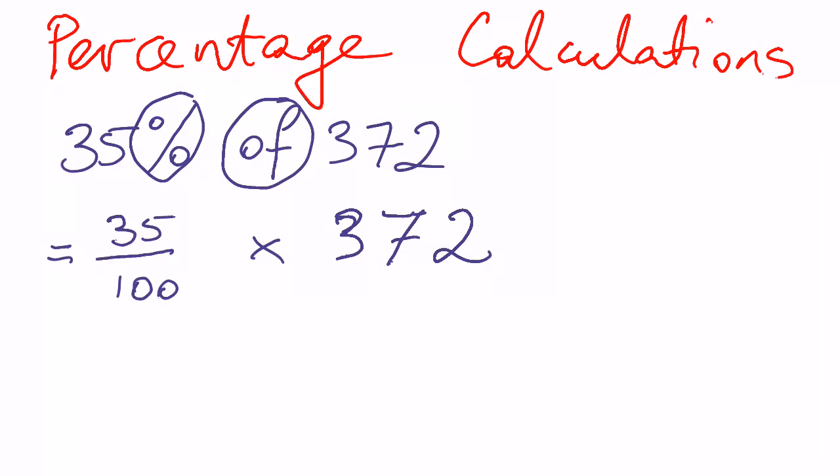Now, what I recommend doing, just to avoid mistakes at this stage, is to leave my dividing by 100 to the end. So what I would enter into my calculator is 35 times 372 divided by 100. And what you should get is 130.2. But the important thing to remember is that to get rid of the percentage, we have to divide by 100, and that the of is times.